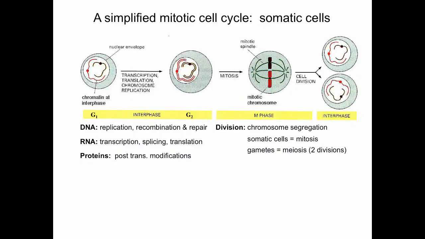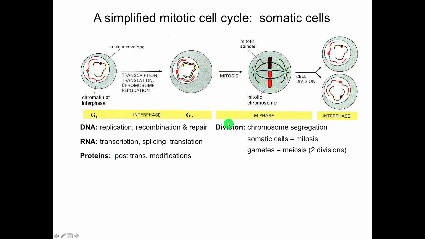This diagram shows a simplified mitotic cycle, so it would be looking at somatic cells, and if you try to relate what's going on with the DNA and chromatin during a cell cycle, interphase consists of G1, S, and G2: DNA replication, repair, and recombination, RNA transcription, splicing, translation, and modification. All of this would occur during interphase.